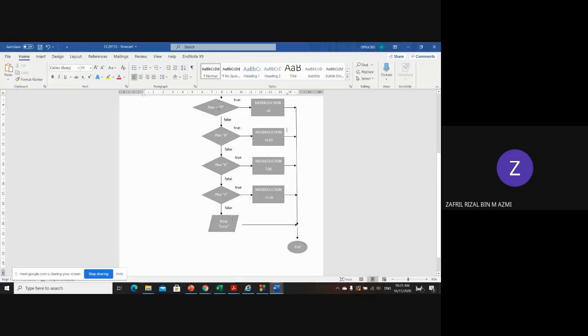Meaning that it prints error only if the rest is false. So false, only then it will print error. Not print error in every condition. Okay.